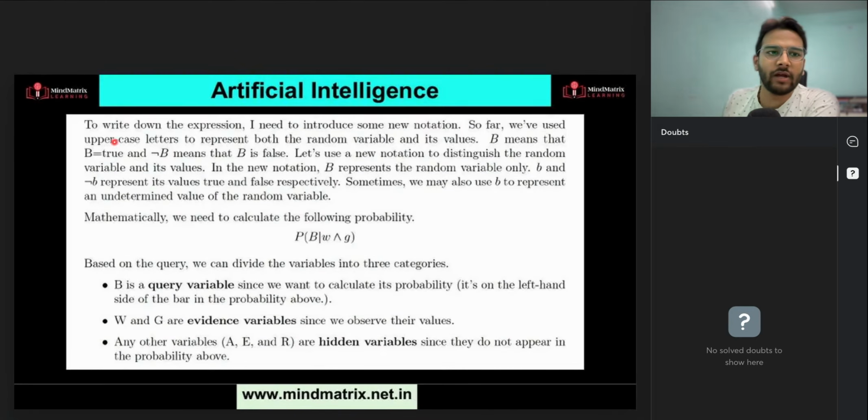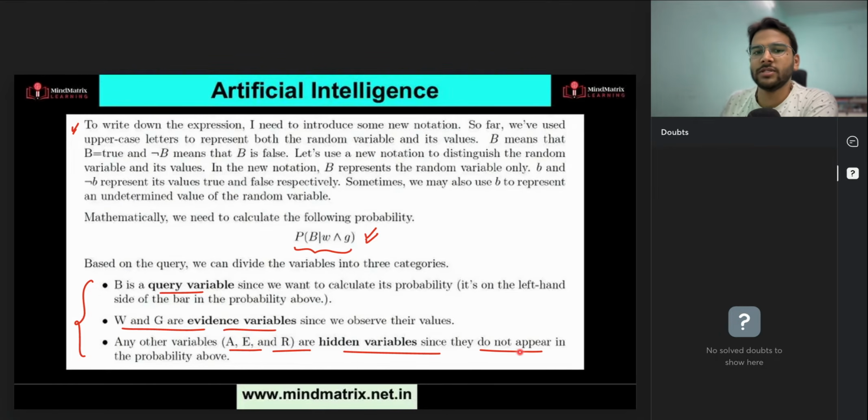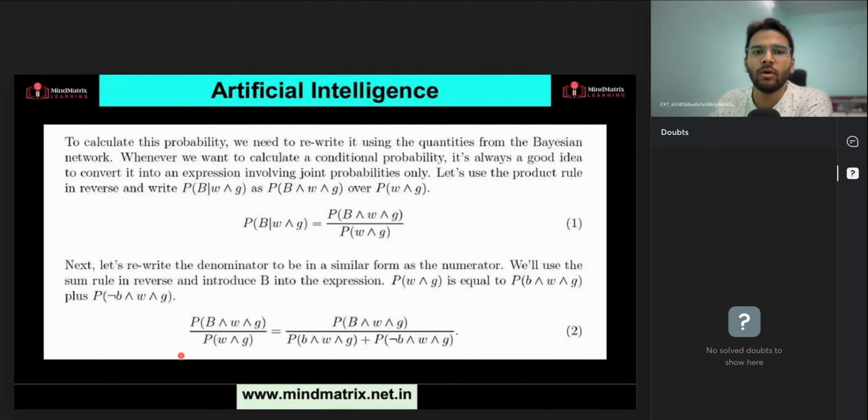The same thing they have also mentioned, that we are interested in finding this probability. All these things you can just give a read. So B is a query variable for which we are making a query. W and G are the evidence which is given already, observed values you can say, and any other variables which are not present in this expression are your hidden variables. So A, E are your hidden variables since they do not appear in the probability above. So I can simply write, just now I've written this, and this is nothing but this thing only. The denominator that we have is nothing but the total probability. We already know this concept.